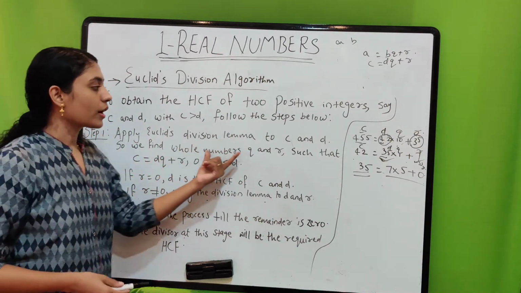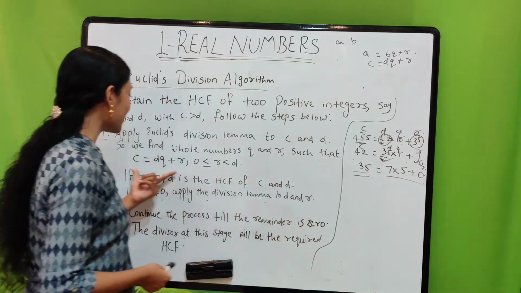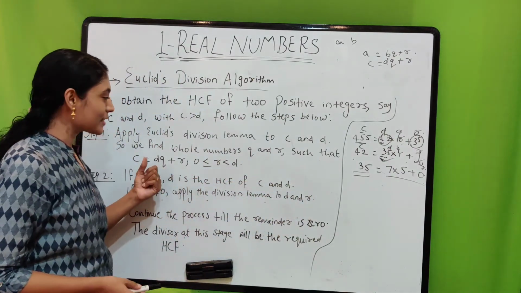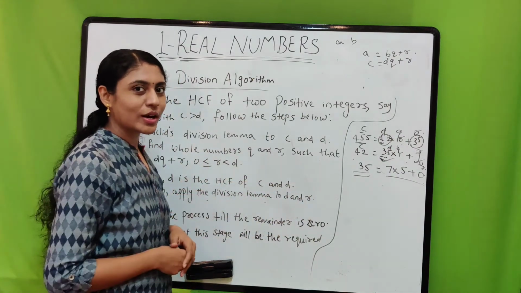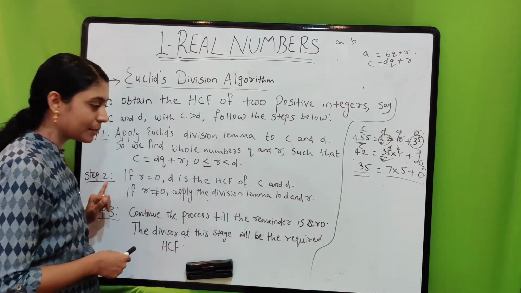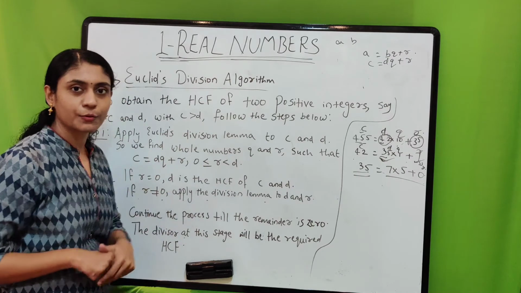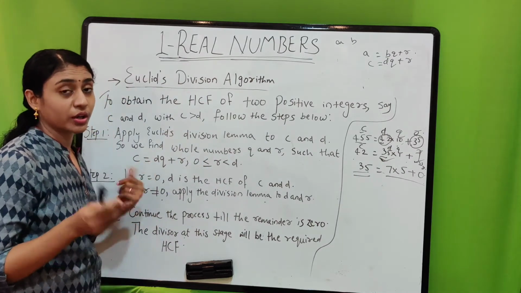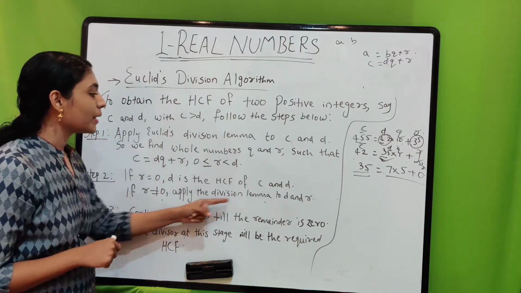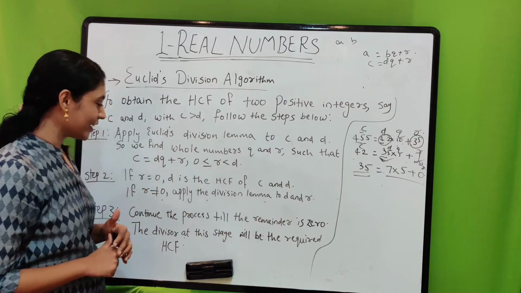So once again, apply Euclid's division lemma to C and D. So we find whole numbers Q and R such that C is equal to DQ plus R for 0 less than or equal to R less than D. Second step, if R is equal to 0, then it is simple. D is the HCF of C and D. But if R not equal to 0, what we have to do? Apply the division lemma to D and R, right?